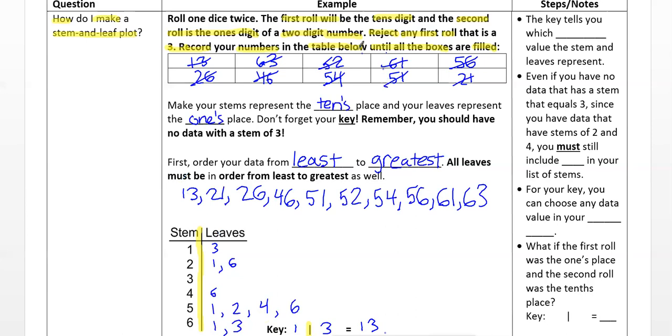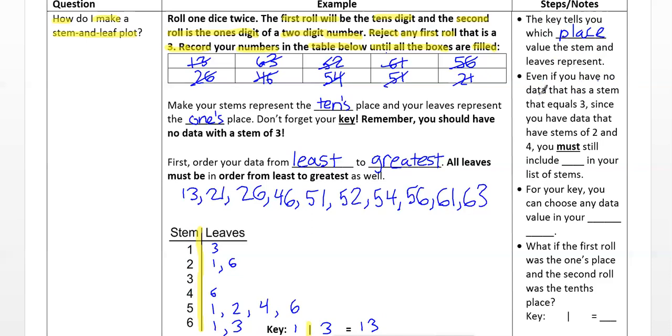Now think about it this way. What if I had said at the beginning that these numbers actually had decimals in between them? 1.3, 2.1, 2.6. Then this would have been 1, vertical line 3. 1, vertical line 3 would have been 1.3. So the stem doesn't have to be the tens place. It can be any place value. The key tells you which place value it is. So the key tells you which blank value the stem and leaves represent, which place value. Hopefully you heard that just a second ago when I said it.